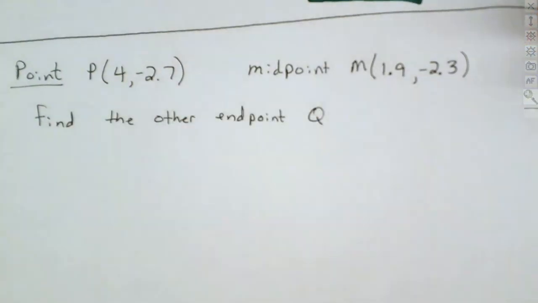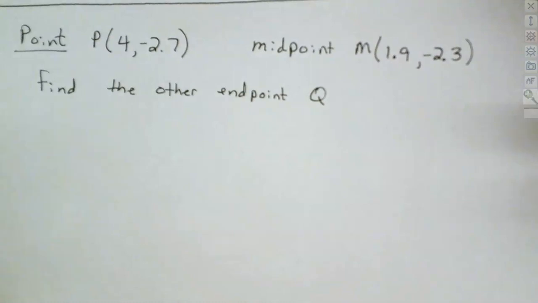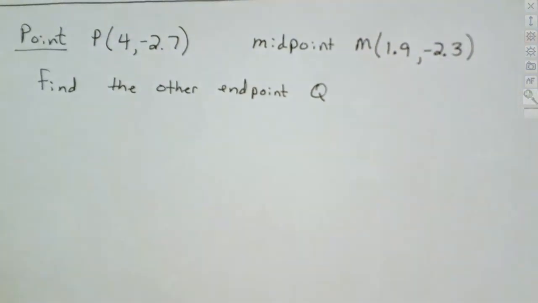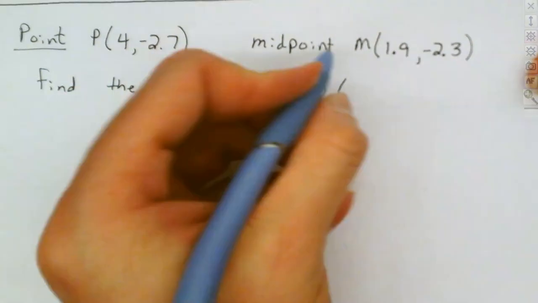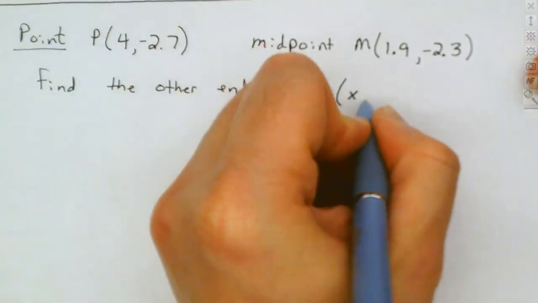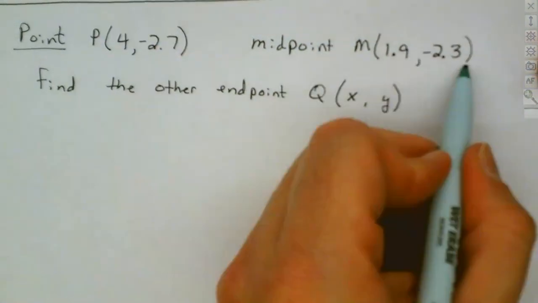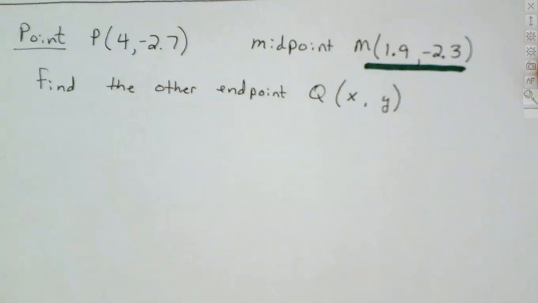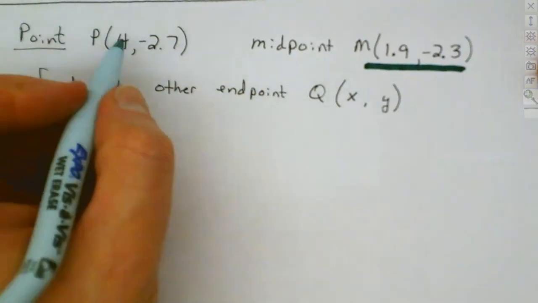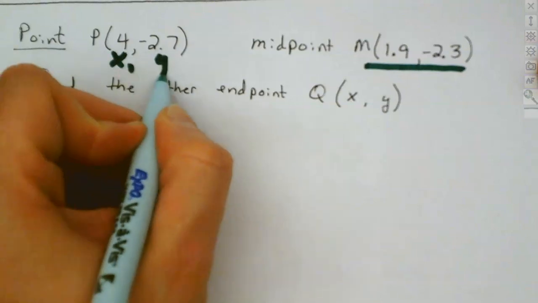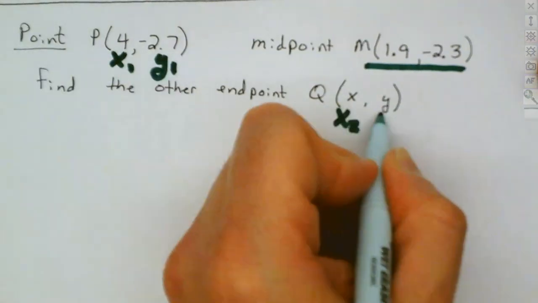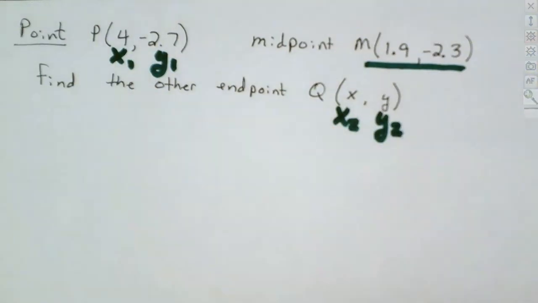Q. So this one is a little bit different. So I give you a point, and I give you, in this case, the midpoint. I want you to find the other endpoint Q. Well, Q, we're going to label this X and Y. Now, this is our midpoint right here. But P and Q are the points that we're going to be using. So P is going to be X1, Y1. Q is going to be X2, Y2. So it is a little bit different.